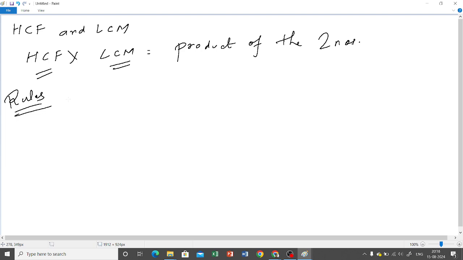Okay, now write down this rule. To find the greatest number. Now remember one thing: when it is given greatest number, at that time it is GCD or HCF. When it is given least number or least multiple, it is LCM.